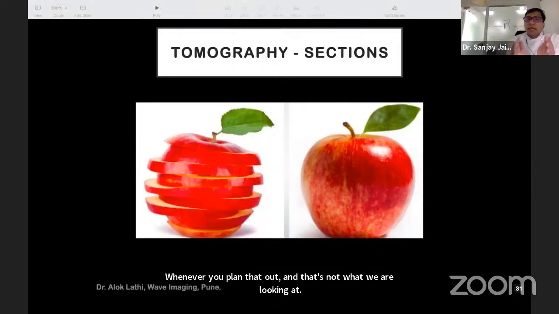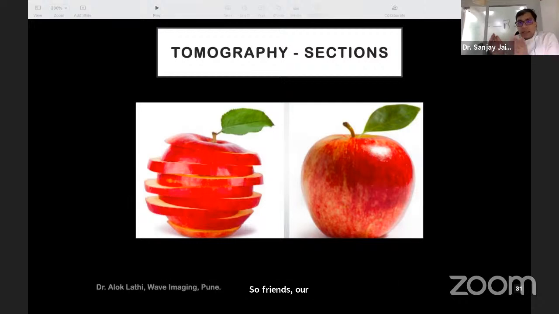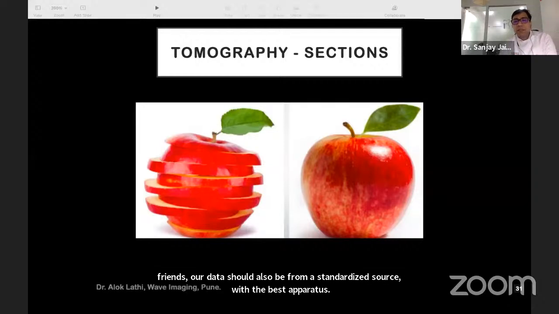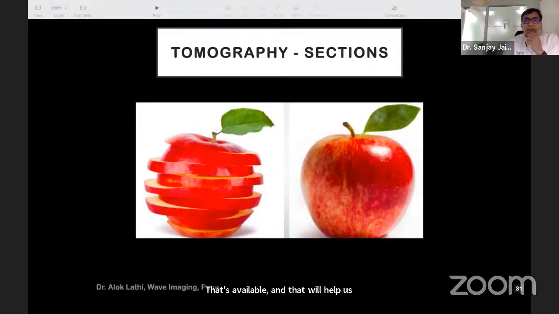So friends, our data should also be from a standardized source with the best apparatus that's available, and that will help us in achieving far better clinical outcome.